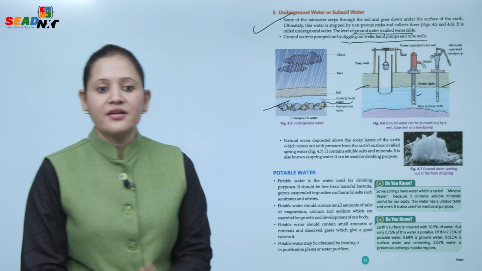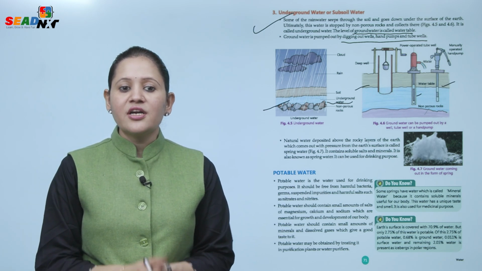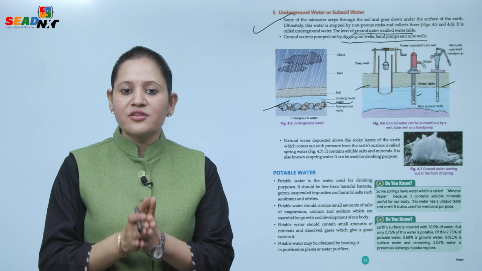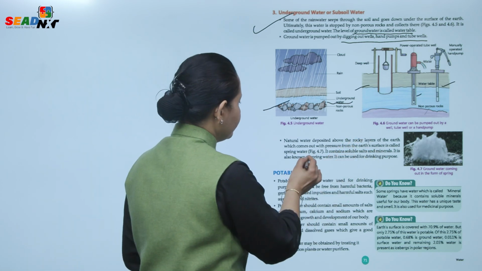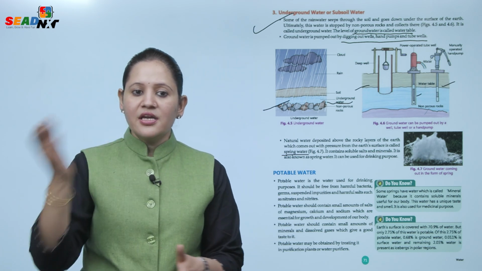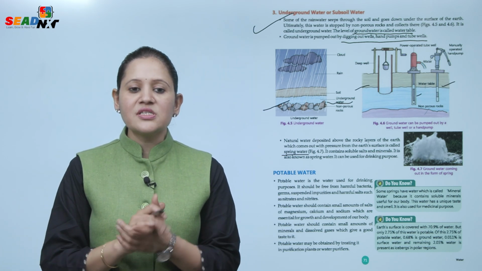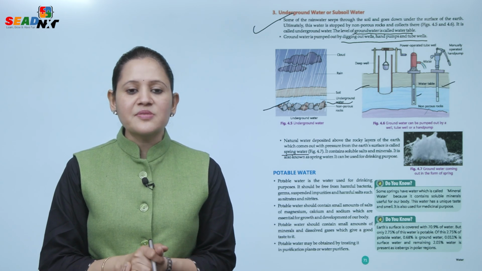Clear? Natural water deposit above the rock layers of the earth, which comes out under pressure on the earth surface, is called spring water. Like here, the groundwater coming out in the form of spring. This is known as spring water. It contains soluble salt and minerals.